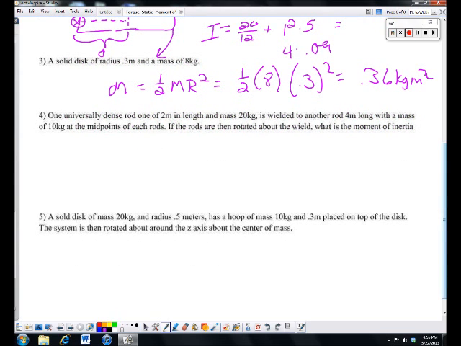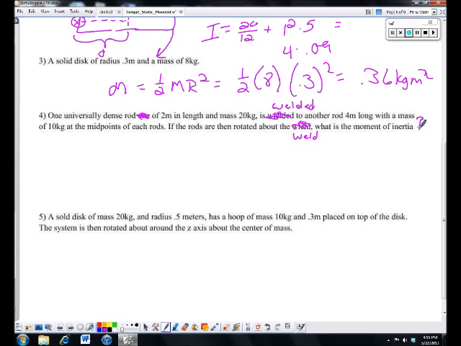All right. A uniformly dense rod of 2 meters in length and mass 20 kilograms is welded to another rod 4 meters long with a mass of 10 kilograms, at the midpoint of each rod. If the rods are then rotated about the weld, what is the moment of inertia? Bad question, so I fixed it.